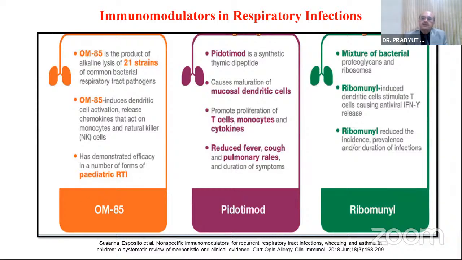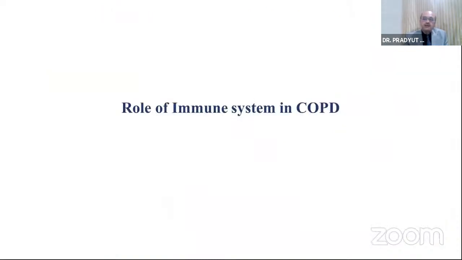Ribofulin, we said, is a mixture of proteoglycans and ribosomes. It also induces dendritic cells and stimulates both the immune components, T and B cell, and it also reduces incidence, prevalence, and or duration of infection. So this is the role of immunomodulators in recurrent respiratory infections in the pediatric and in the elderly population, especially in the pediatric population.